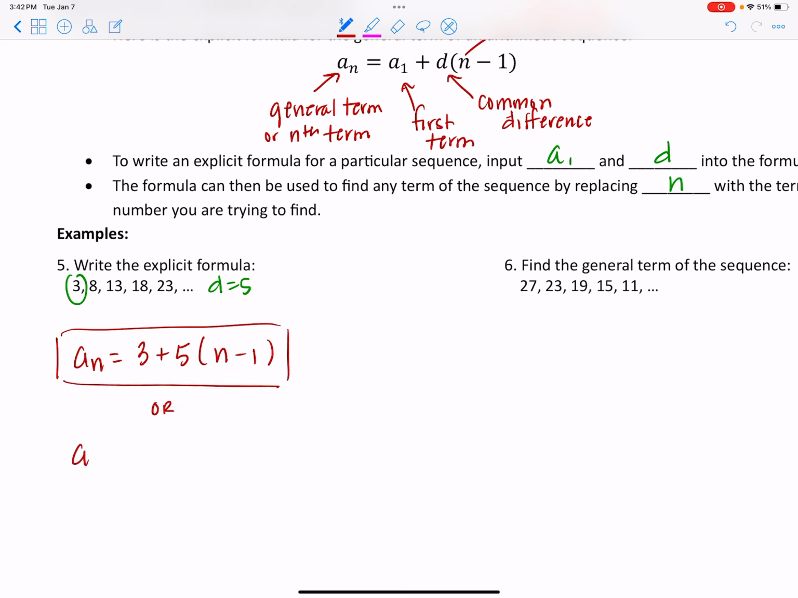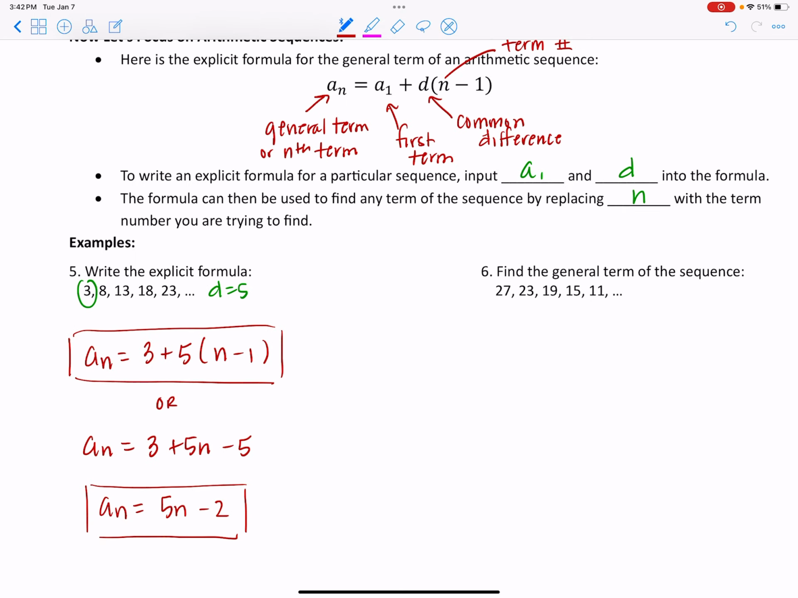Or you could simplify. If we were to simplify, then we're going to distribute the 5 here. So 5 times n would be 5n, and 5 times negative 5 would be negative 5. And then we would have two like terms that we could combine. If I put together that 3 and that negative 5, then I have a sub n equal to 5n, and the 3 and the negative 5 go together to make a negative 2. So this is another version of the formula. Either answer would be correct. One's in simplified form, one's not, but either would be totally fine.